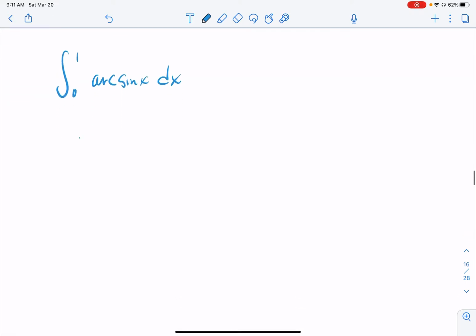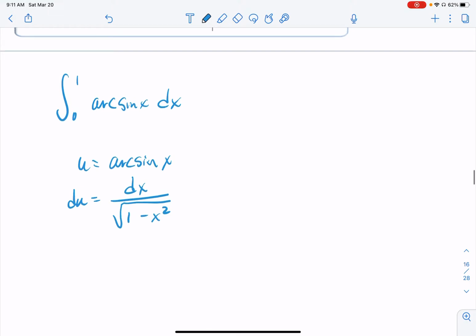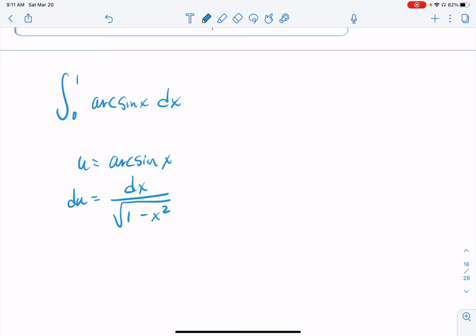And we're going to let u equal arc sine of x, take its derivative, and that should be dx over the square root of 1 minus x squared. Whew, all right, if you say so. And then our dv is going to be equal to just the dx, take its antiderivative, and v is equal to x. All right, how does that help us? It looks like it's just as complicated as the integral that we started with, right?